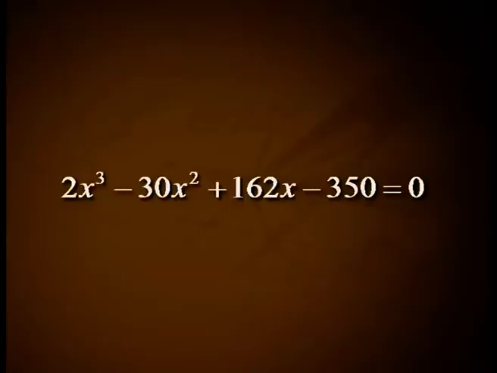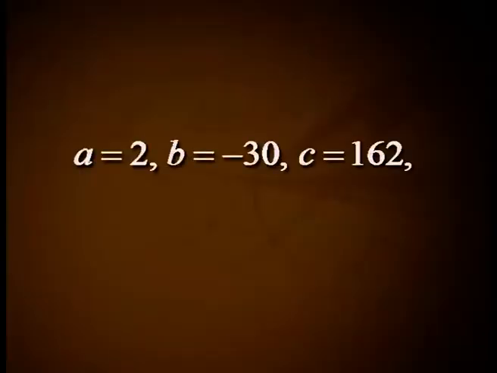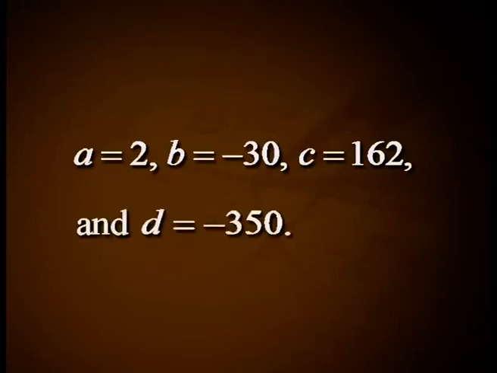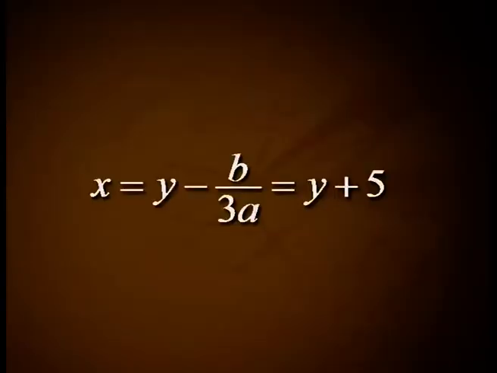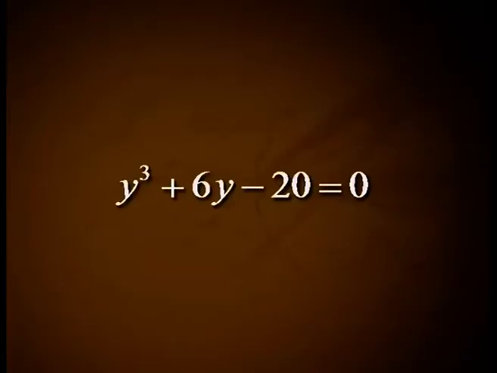Example 1. Using the discussion above, find a root of the cubic equation 2x cube minus 30x square plus 162x minus 350 equal to 0. Solution. Comparing with equation 1, we have a equal to 2, b equal to minus 30, c equal to 162 and d equal to minus 350. Hence, the substitution will be x equal to y minus b by 3a equal to y plus 5. Expanding and simplifying, we obtain the depressed cubic equation y cube plus 6y minus 20 equal to 0.